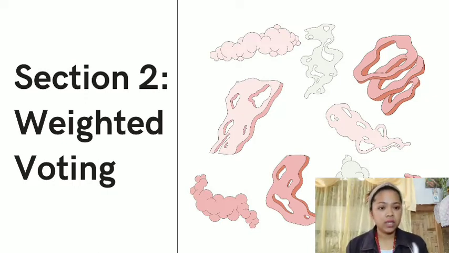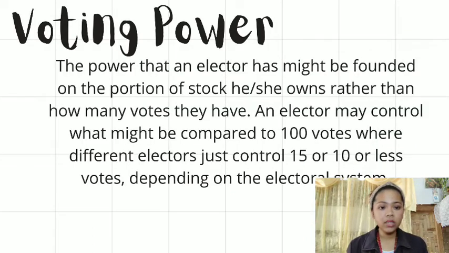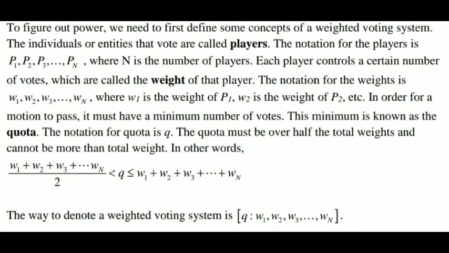In the weighted voting, there is only one part, and that is the voting power. The voting power that an elector has might be based on the portion of stock he or she owns rather than how many votes they have. An elector may control the equivalent of 100 votes, where other electors control only 15 or 10 votes, depending on the electoral system. So we have here the voting power. How to find the voting power?